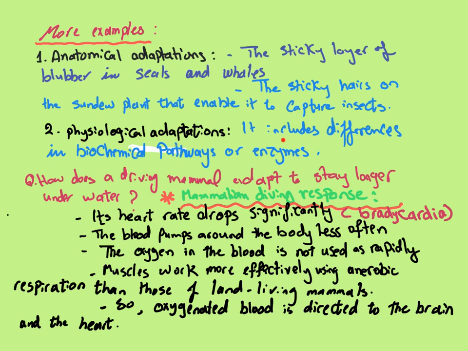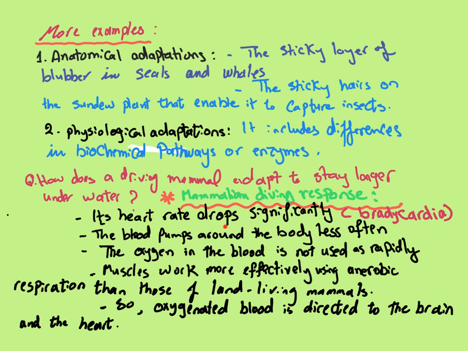Physiological adaptation includes differences in biochemical pathways or enzymes. As we said, aerobic respiration, anaerobic respiration, different ways of excretion, thermoregulation, and osmoregulation are all considered physiological adaptation. How does a diving mammal adapt to stay longer underwater? We call this response the mammalian diving response. So how is a diving mammal like a seal or whale able to stay for a long time underwater?